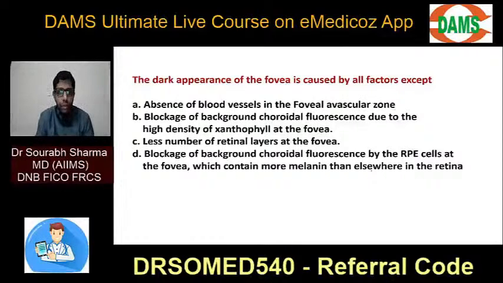Can someone answer this question now? A, B, C, D. There are 2-3 questions. Let us see what you have understood. I know there is a 30 seconds lag, so I am just waiting for some answers. Is it the absence of blood vessels in the foveal avascular zone, blockage of fluorescence of choroid due to xanthophyll and melanin, or less number of layers of the fovea?